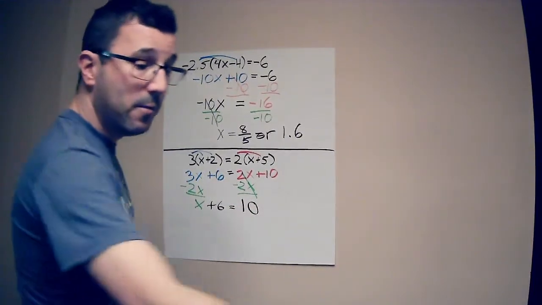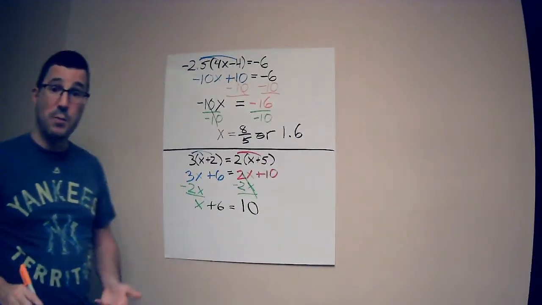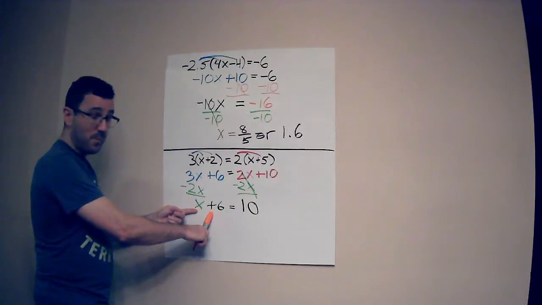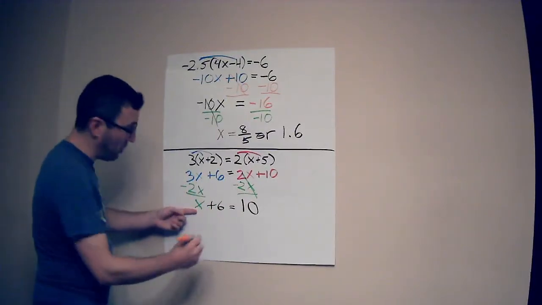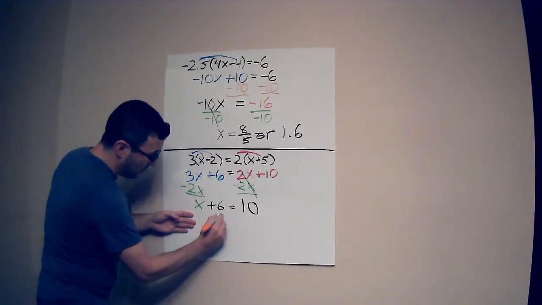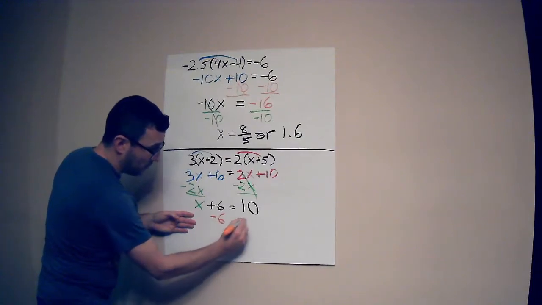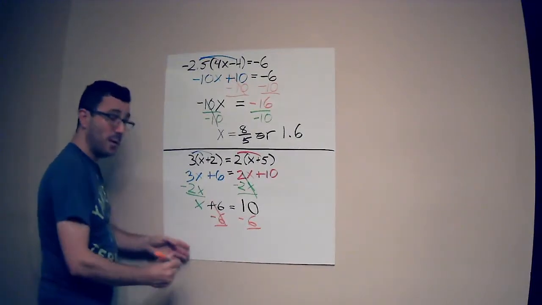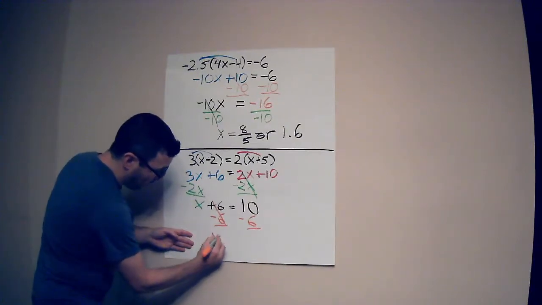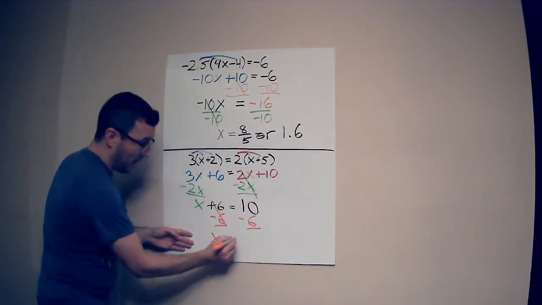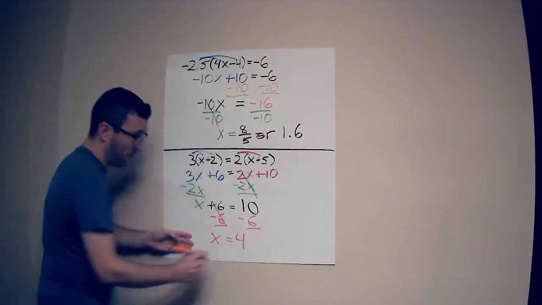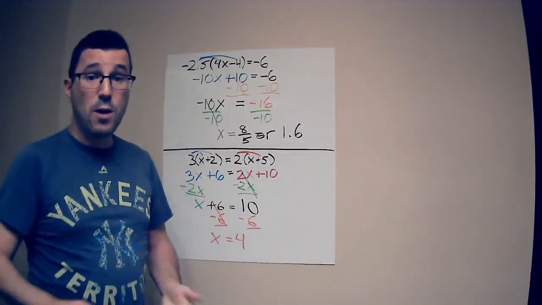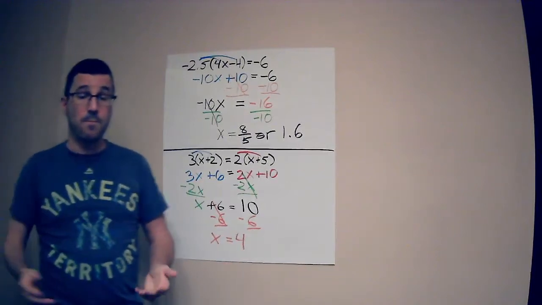Do I have addition or subtraction on the same side as the variable? I've got addition, so I'm going to perform the opposite operation, which is subtraction. So I'm going to minus 6 from both sides. And our answer is x equals 4. And that's solving equations using the distributive property.